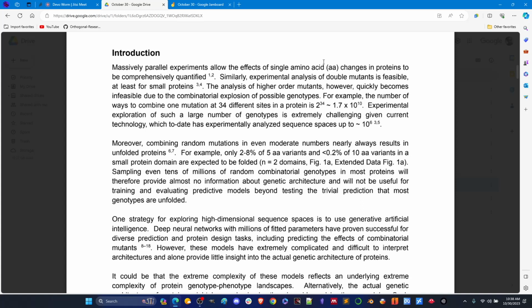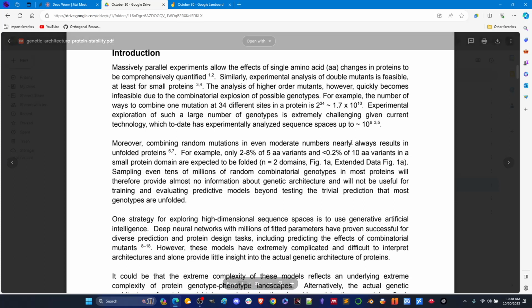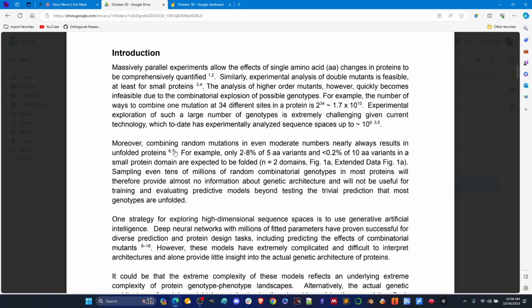But moreover, combining random mutations in even moderate numbers nearly always results in unfolded proteins. So, for example, only 2 to 8% of 5 amino acid variants and less than 0.2% of 10 amino acid variants in a small protein domain are expected to be folded. So the folding aspect is a part of this. Folding is not the dominant behavior. It's only a small portion of the mutations that are produced in the genetic architecture that translate into folding.